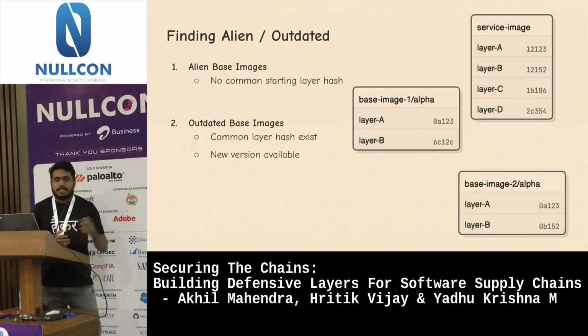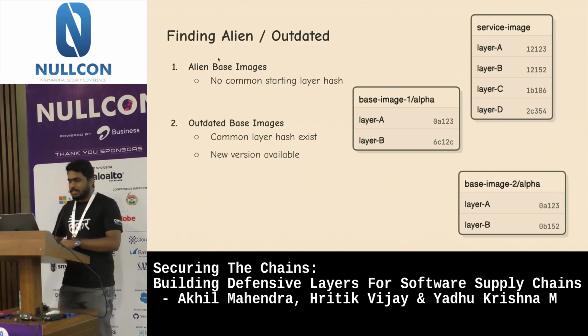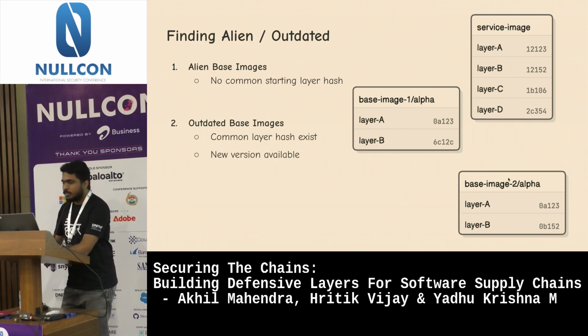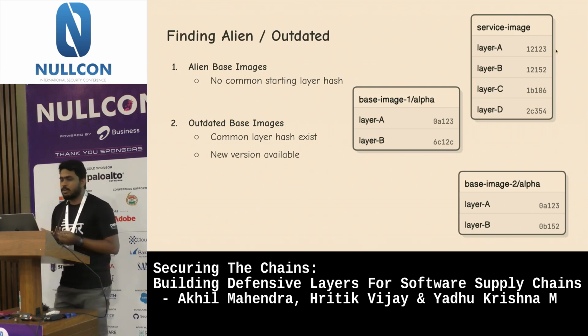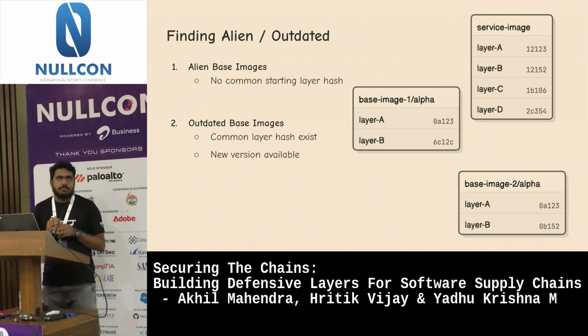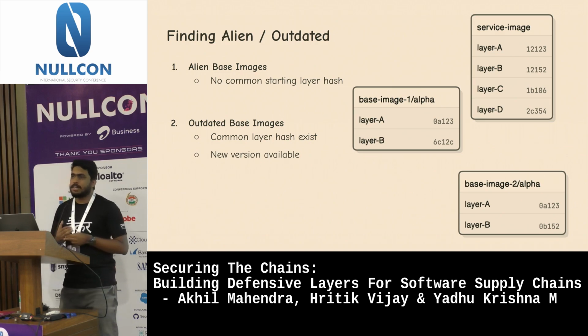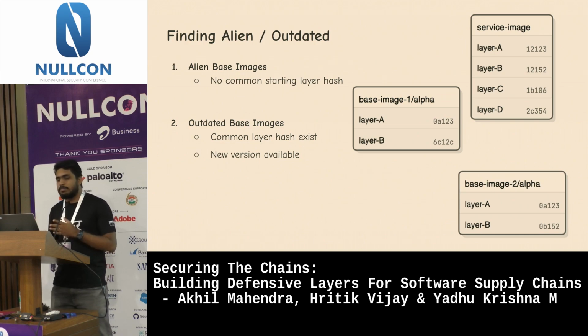Cool. So let's see how we can find alien or outdated images. If you see here, there is a service image and there are two base images. You can see that this service image is using some layer A, layer B, and some other layers also. But the hashes do not match. So that means this is completely relying on an alien image. So essentially we have to maintain the list of layer hashes in our organization and compare and see whether we are using an SRE or DevOps approved image or not.